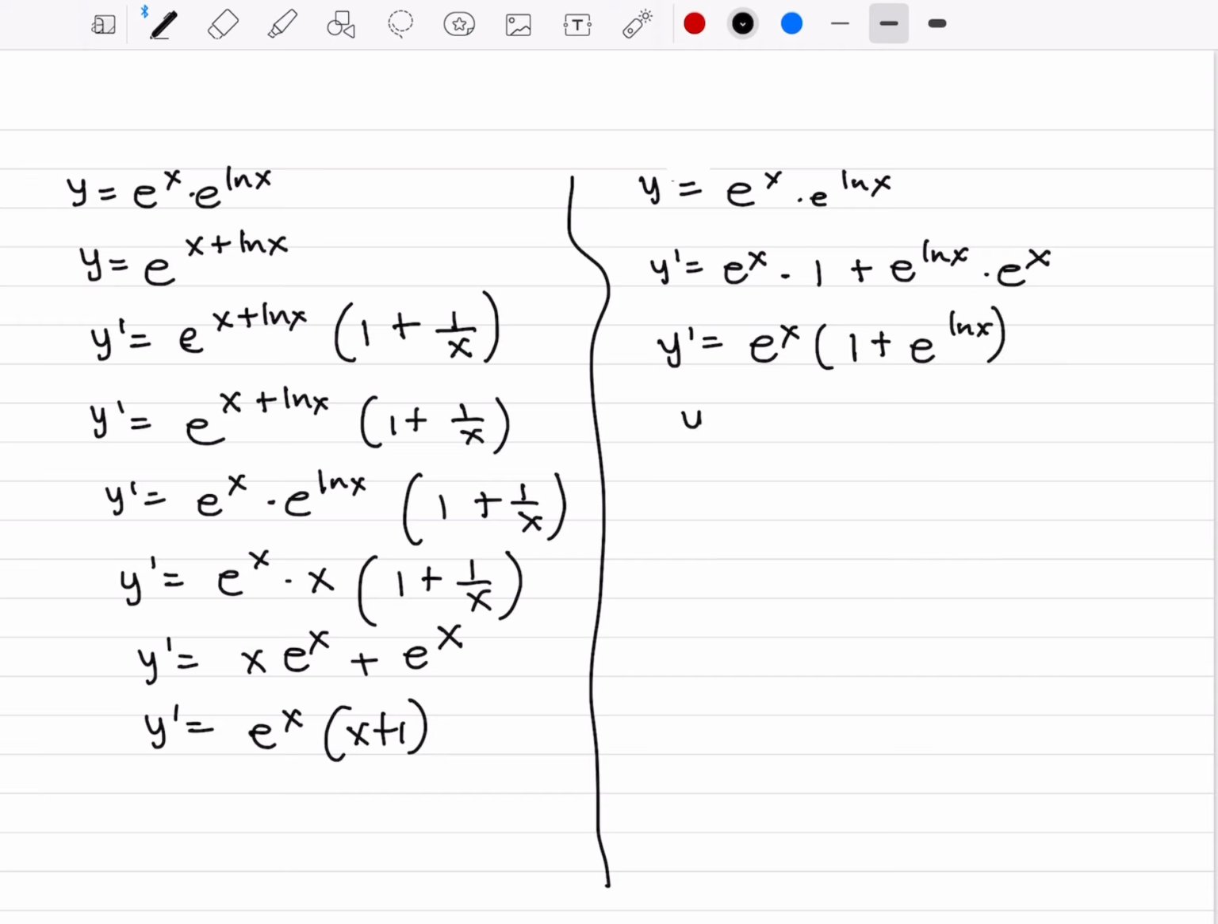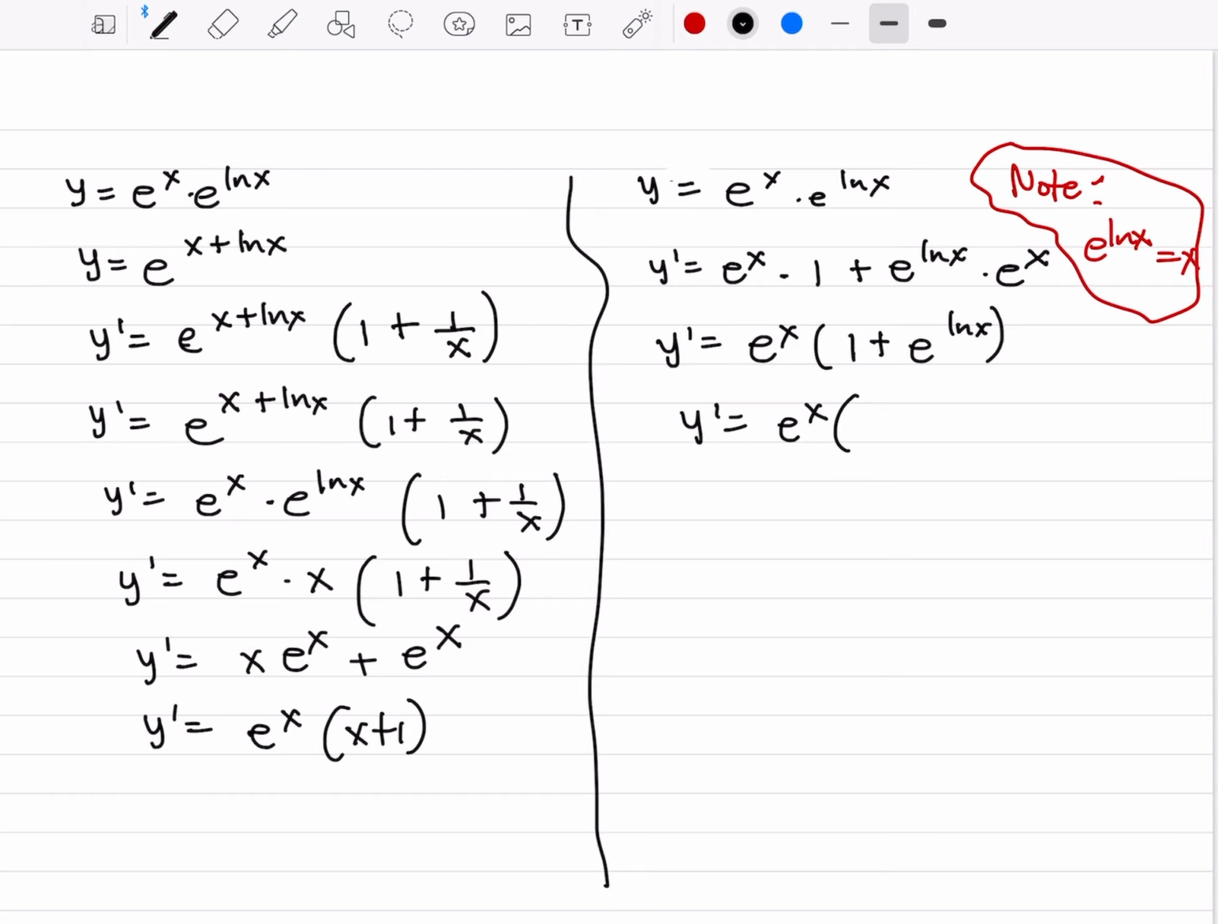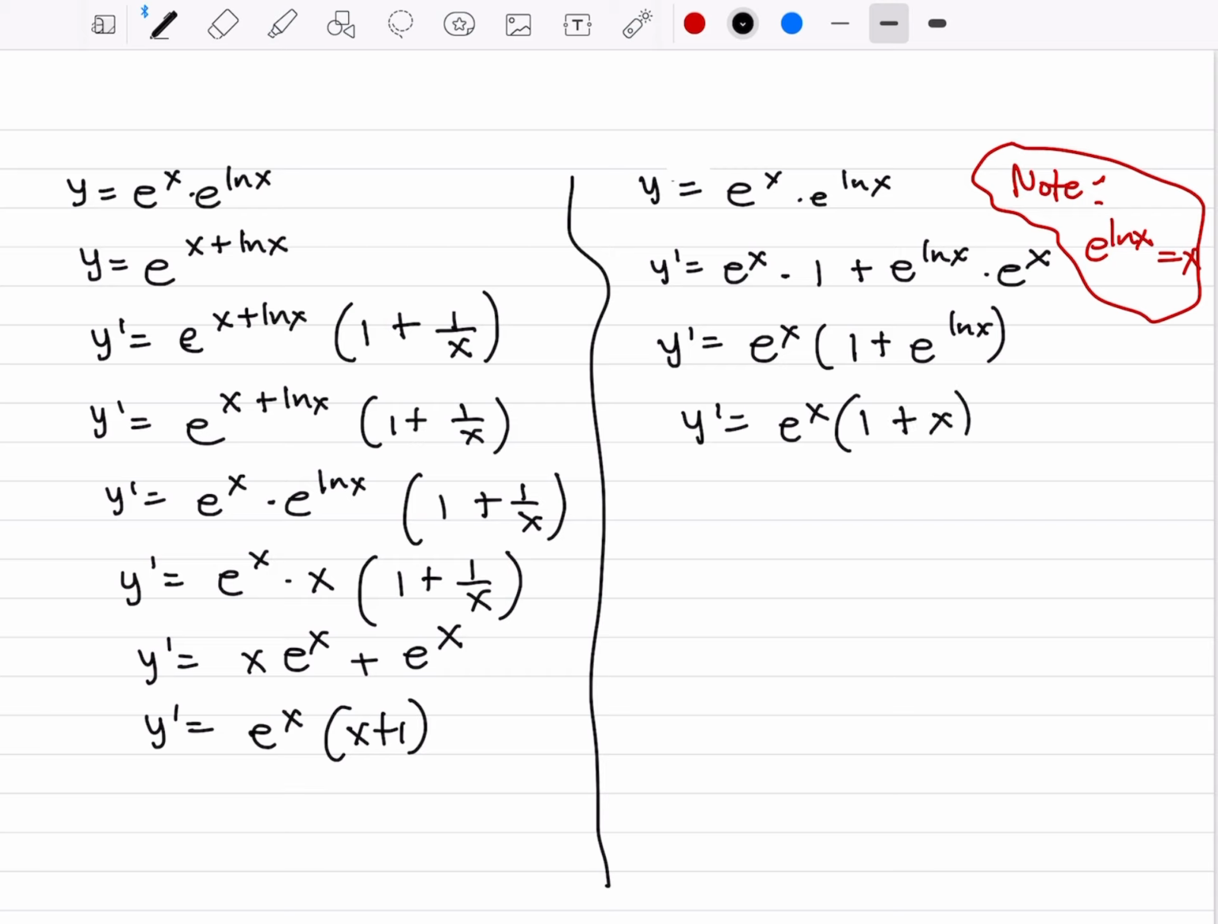But again, when simplified, y prime is still equal to e to the x times, what is this equal to? Again, note that e to the ln of x is equal to x. And so this will further be simplified to 1 plus x. This is correct. This is also correct. Okay? And that's it.